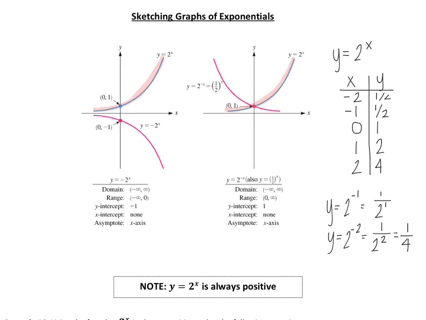So you are getting smaller, smaller, smaller, but you will actually hit an asymptote at this line right here, y equals 0. You will never cross it.